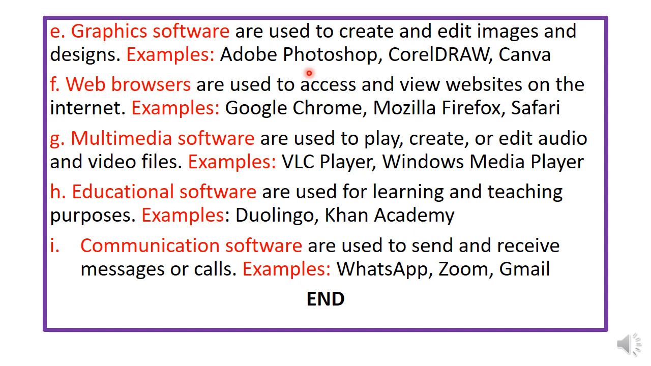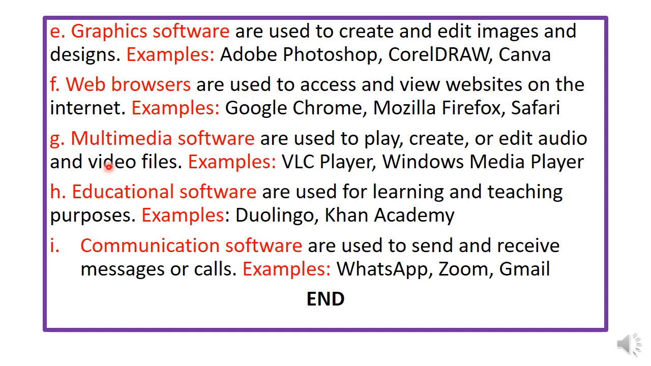So we also have web browsers, which are a good example of special purpose software. These are the software which help the users to access the internet. Web browsers include Google Chrome, Mozilla Firefox, Microsoft Edge, Internet Explorer, and so on. These software are used to access and view websites on the internet. It's an example of special application software.